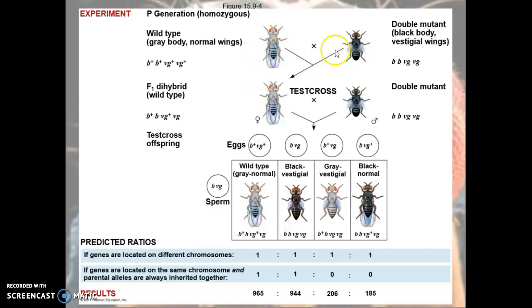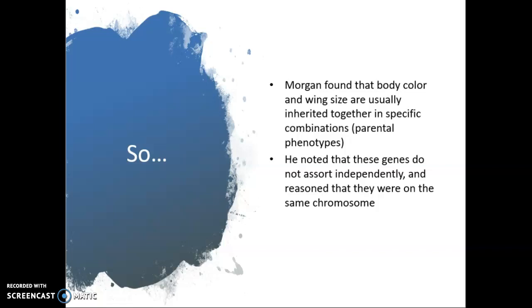So what he discovered here, and we'll get to it eventually, is that Morgan found that body color and wing size are usually inherited together. He noted that these genes do not assort independently. They don't give you that 1/4 to 1/4 to 1/4 to 1/4 ratio. What he reasoned was they must be on the same chromosome. The crazy thing about this is that he had never known that chromosomes existed. The studies were done in like 1912. He just basically imagined all of this stuff, and it worked out mathematically.